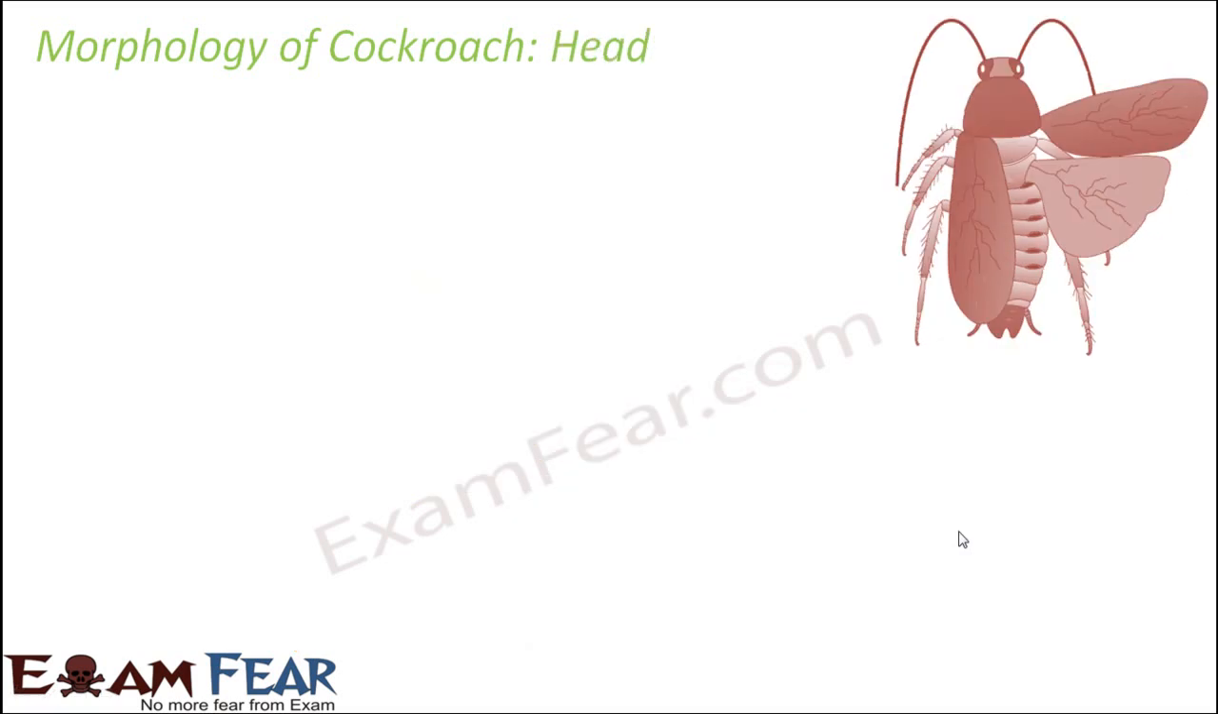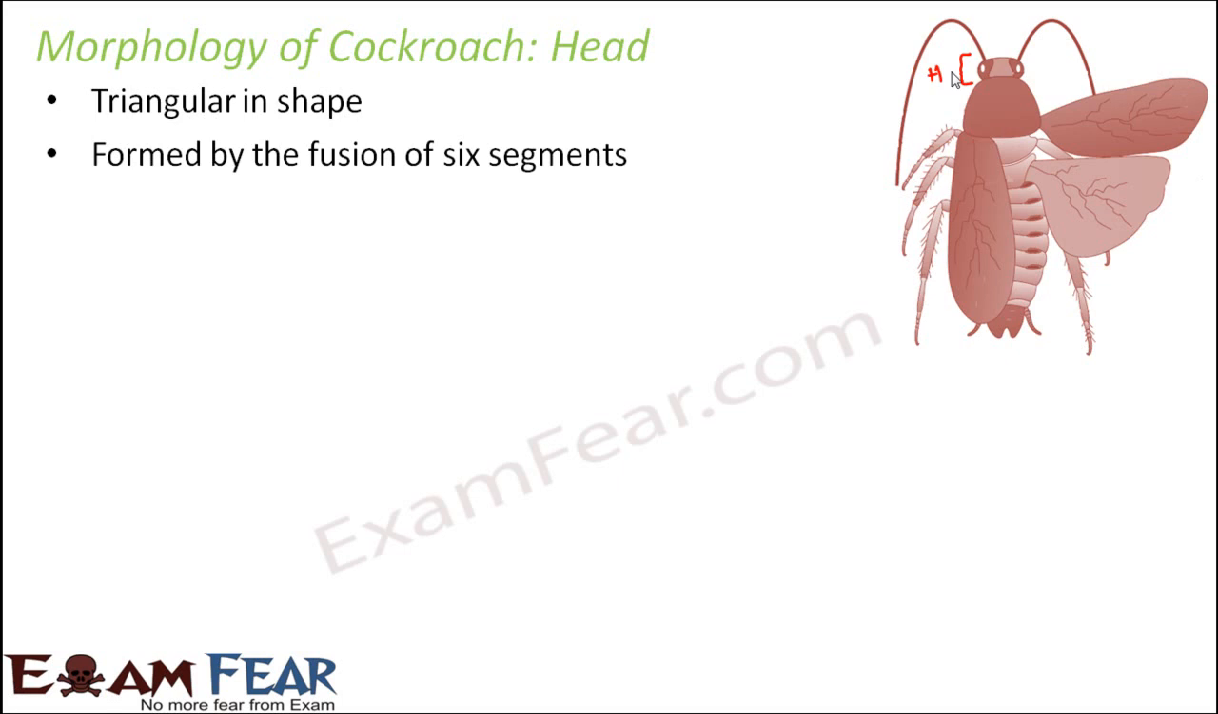Now let us talk about the head. That is again an important thing. If you look, the head is triangular in shape. It is not very visible in this picture, but because it is the dorsal view, this portion is your head. It is formed by the fusion of six segments. When you look at it very closely, you will actually see that it is formed by six separate segments joined together. The head is located anteriorly at right angles to the longitudinal body axis. This is the longitudinal body axis and the head is located at 90 degrees to it.